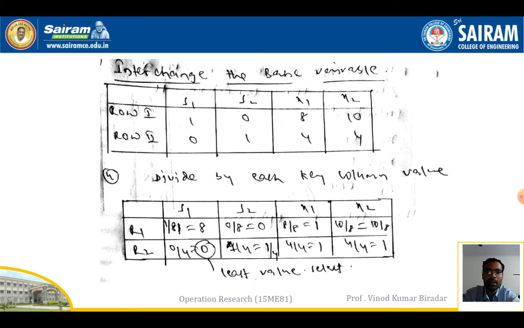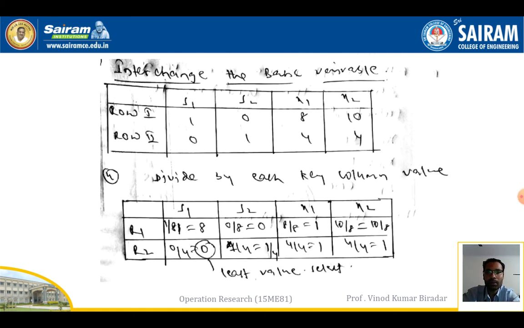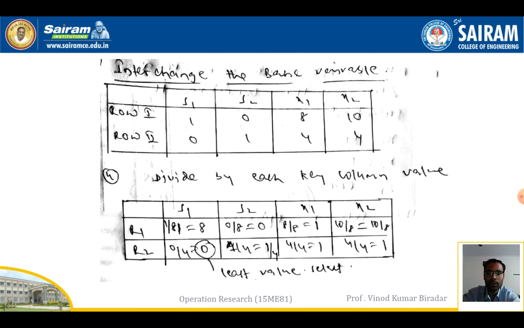Once you do that, divide each element by the key column element. This is row 1 and this is row 2, so divide each element by the key element. 1 by 8 is equal to 1 by 8. I wrote 8 only, but that is 1 by 8. 0 by 8 is equal to 0, 8 by 8 is equal to 1, and 10 by 8 is equal to 5 by 4. Just divide all the elements by the key value. For the second row, 4 is the key element: 4 by 4 is equal to 1, 0 by 4 is equal to 0, and 4 by 4 is equal to 1.